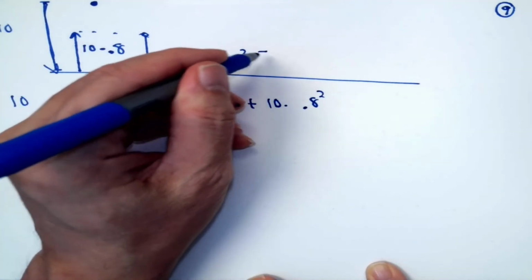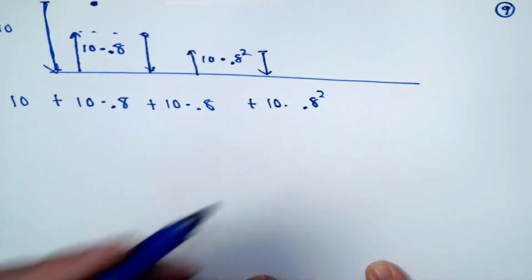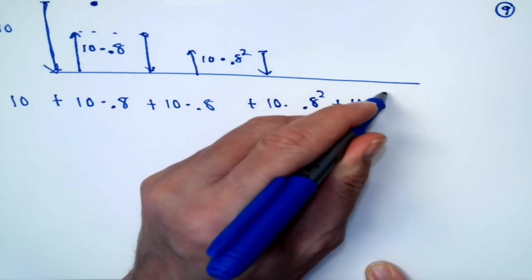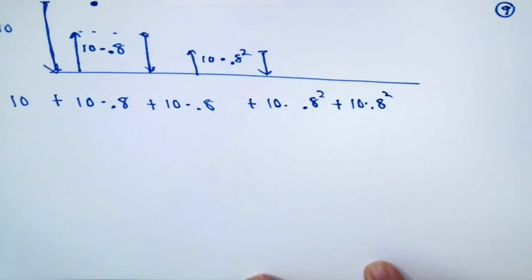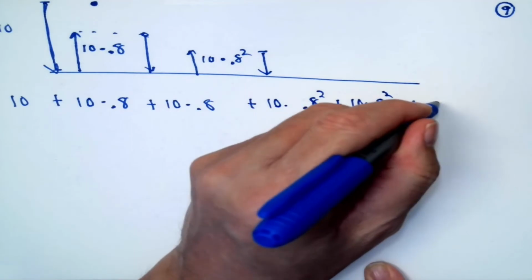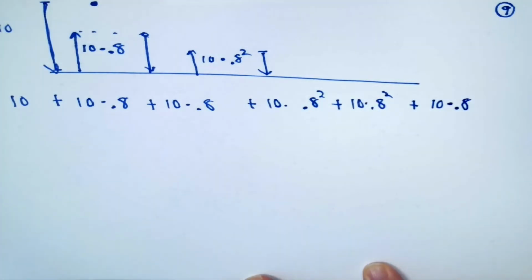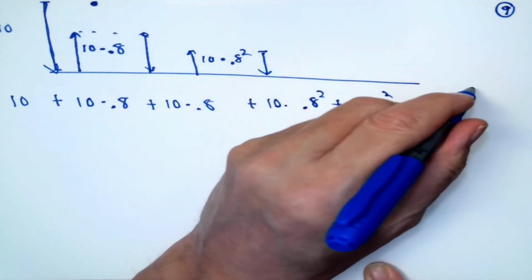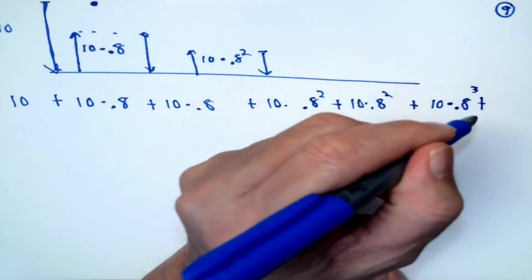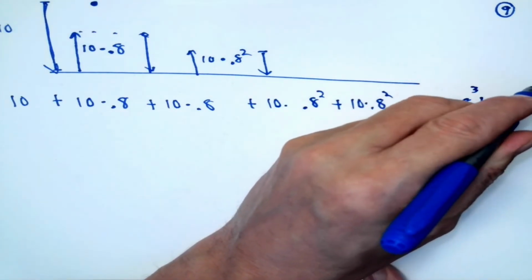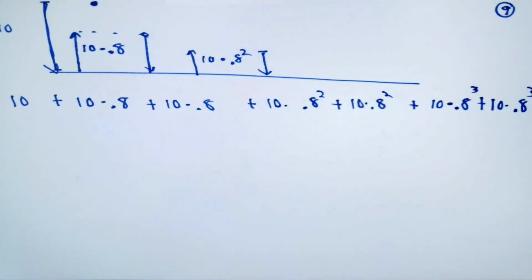And then from that height, it will have to fall that distance back down again. After this bounce, it rises to a height of 10 times 0.8 to the third power, and then falls back down 10 times 0.8 to the third power, and then this pattern repeats itself.